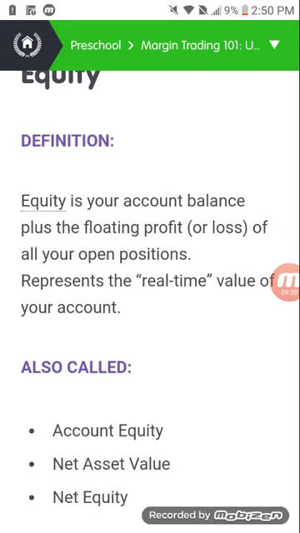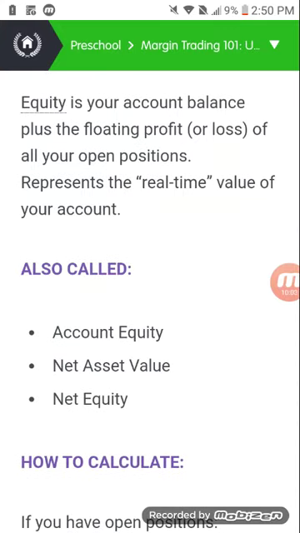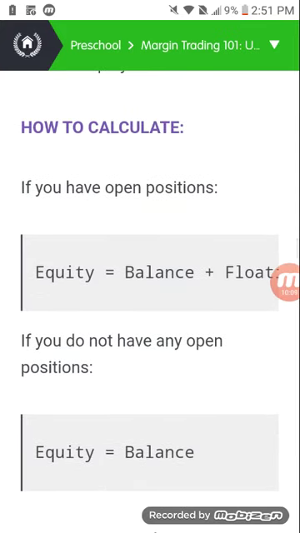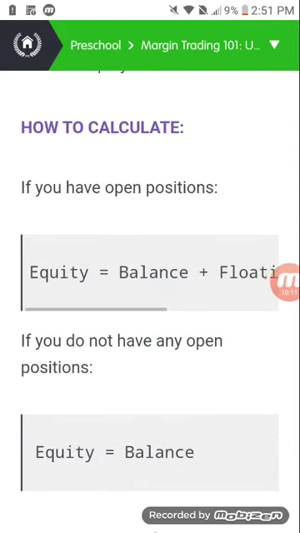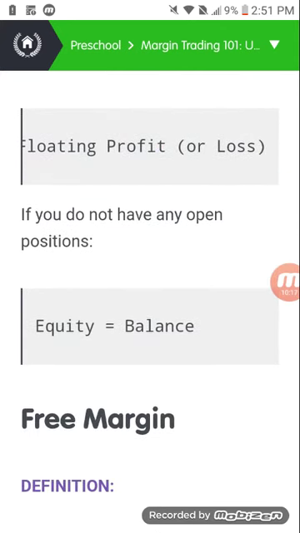Equity. The definition of equity is the account balance plus the floating profit or loss of all your positions. It represents the real-time value of your account, including all your floating profits and losses in your open positions at that time. It's also called the account equity, the net asset value, and the net equity. So how to calculate the equity: if you have an open position, equity equals the balance plus the floating profit or loss. If you do not have an open position, equity just equals your balance.